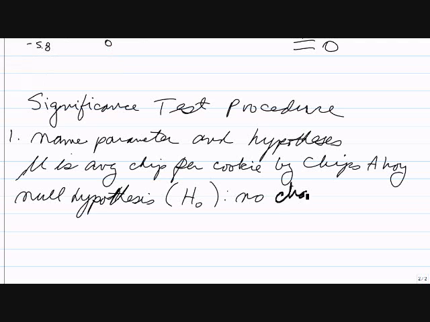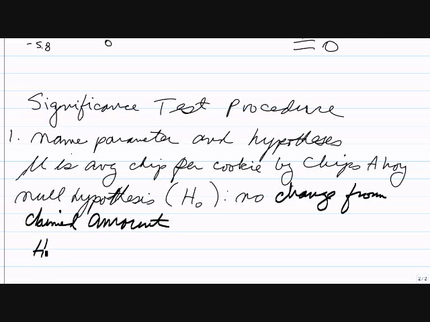No change from claimed amount. And we'll write that symbolically, that H sub 0, our null hypothesis, is that the mean of this population is equal to what they claimed, 25 chips. And I'll give units here.